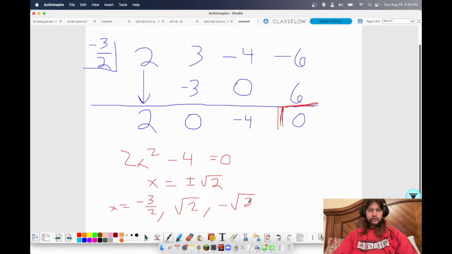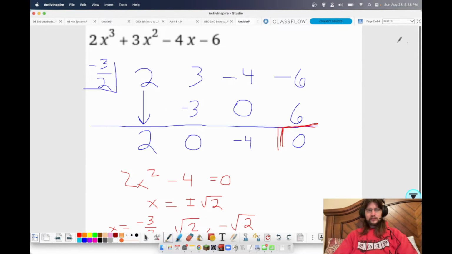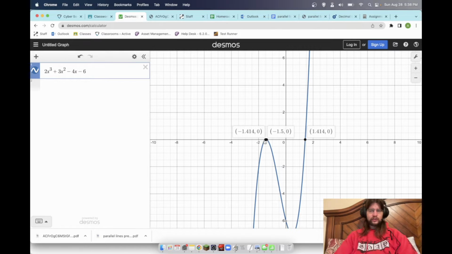I'm perfectly fine with you using plus or minus. Just make sure you have all of your roots. Typically, if it's a cubic, you'll have 3 different answers. However, it is possible to get a double root. So if our graph were to bounce right here or something, then we'd only have 2 solutions.